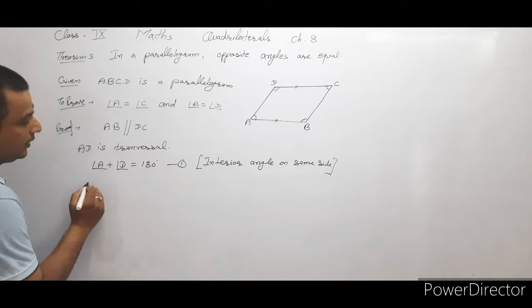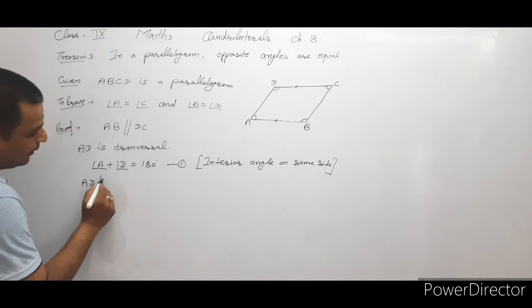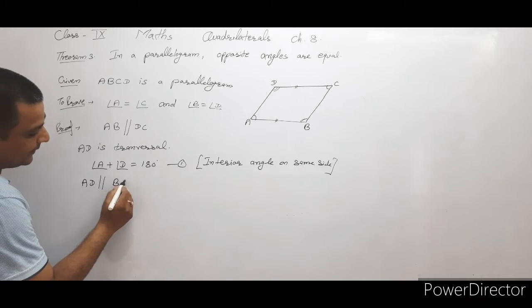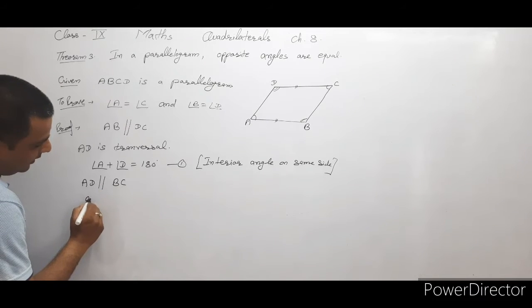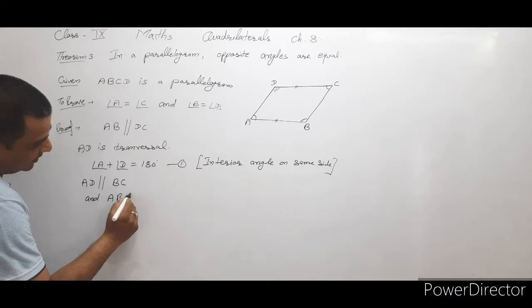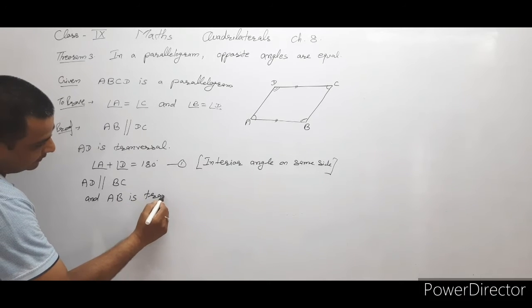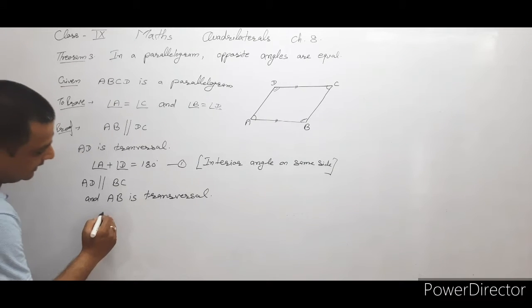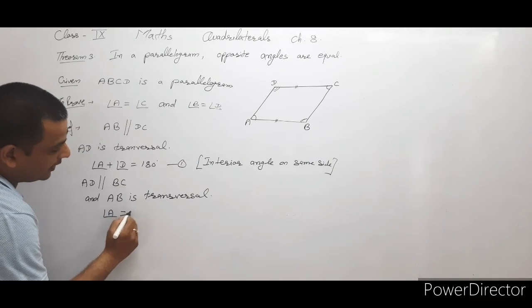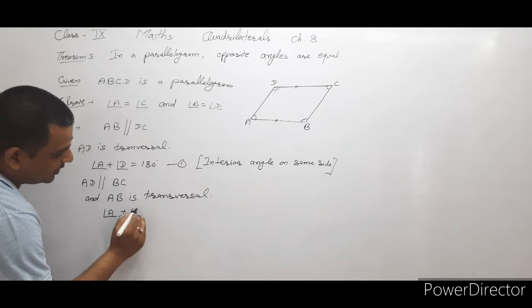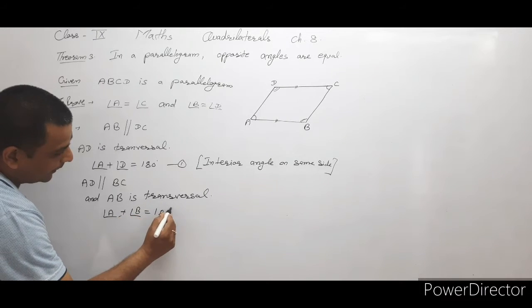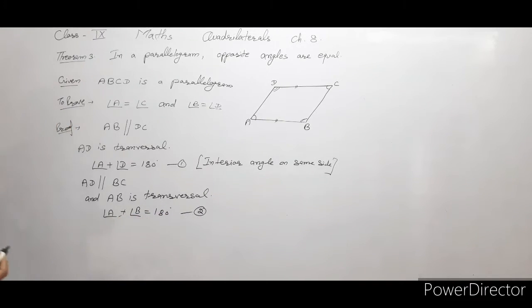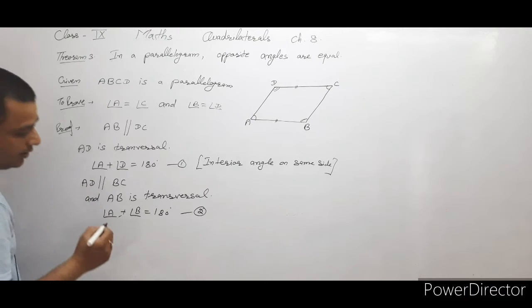Similarly, AD is parallel to BC and AB is a transversal. If it is a transversal, then again the same thing: angle A plus angle B equals 180. Equation number 2, again the same thing, interior angles on the same side have sum 180. By 1 and 2.